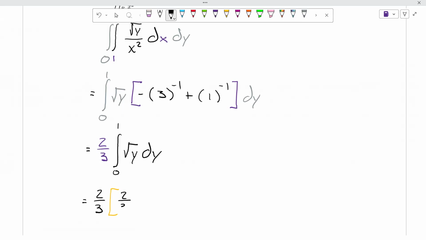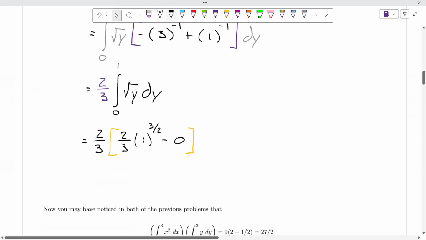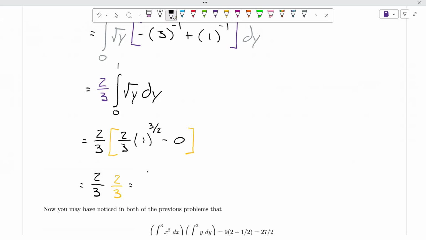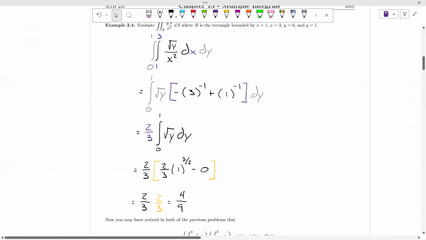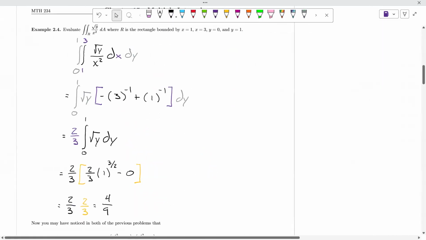looks a little bit too messy if I do everything in yellow. So this will be 2/3 times 1 to the 3/2 minus 2/3 times 0 to the 3/2. Which in its final form is 2/3 times 2/3, which is 4/9. Zoom back out and look at this problem again, in its entirety.